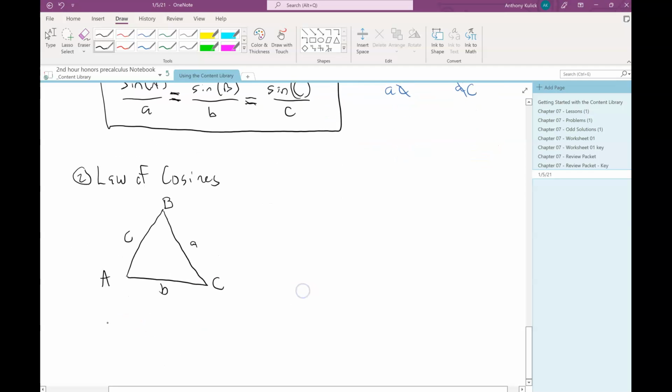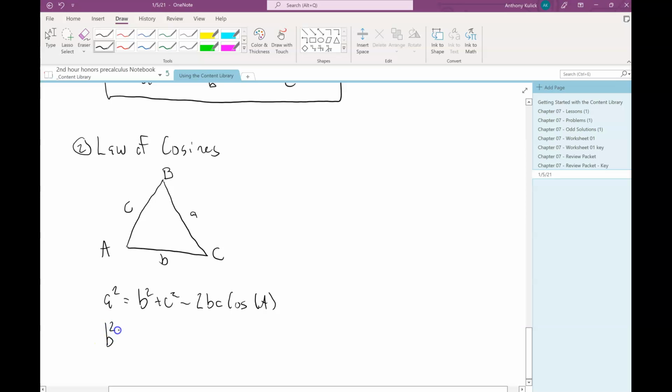So for the law of cosines, I can say that a squared is equal to b squared plus c squared minus 2bc times cosine angle A. Or I can say b squared is equal to a squared plus c squared minus 2ac cosine of angle B. Or I can say that c squared is equal to a squared plus b squared minus 2ab cosine angle C.